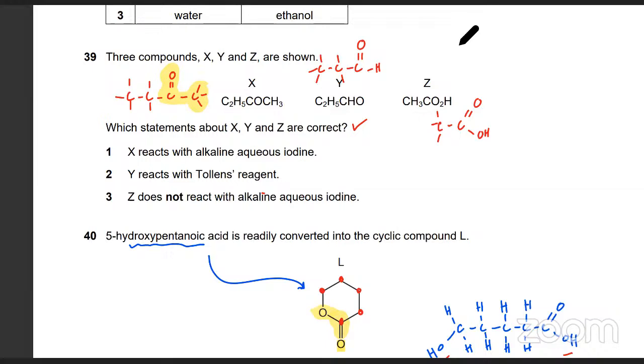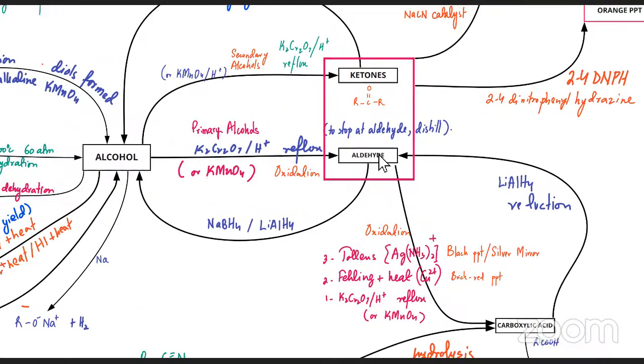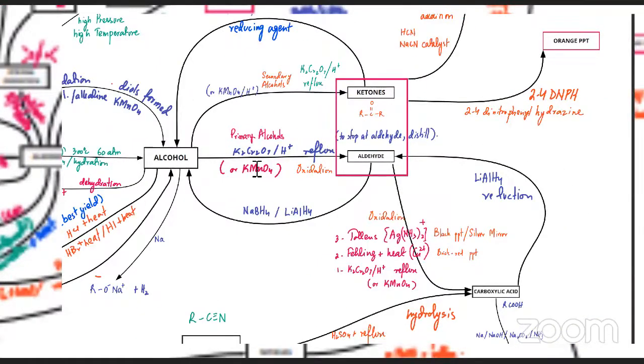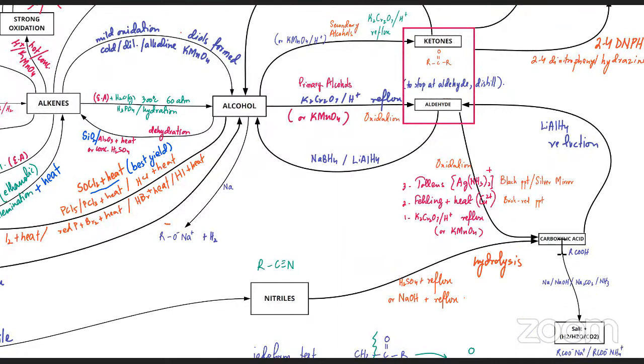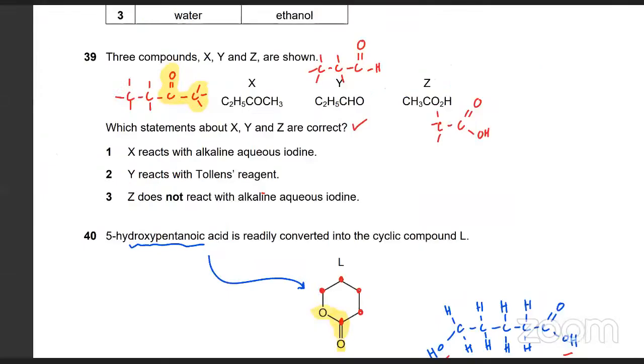So does it react with Tollens reagent or not? So aldehyde, go back to the chart. Okay, so primary alcohol will turn into an aldehyde and it will then further get oxidized to a carboxylic acid. So how does an aldehyde turn into a carboxylic acid? Tollens reagent is used. It produces a black precipitate and silver mirrors. So aldehyde gets converted into a carboxylic acid.